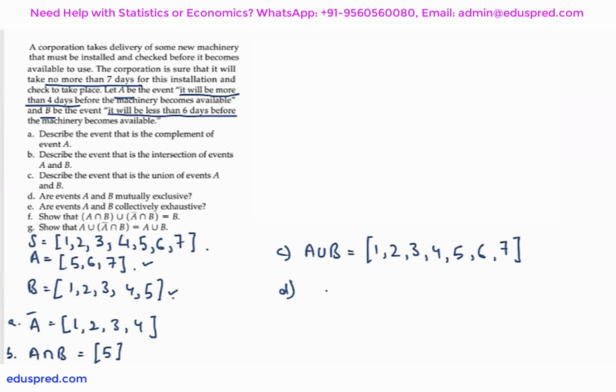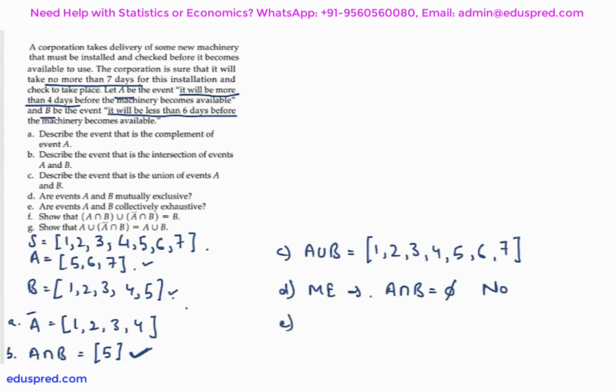Now, two events are said to be mutually exclusive if there are no common outcomes between the two. That means that if A intersection B is null, or A intersection B does not contain any elements, then these sets will be called mutually exclusive. But in our case, we can see that A intersection B consists of one outcome, 5. So therefore, we can say A and B are not mutually exclusive. Why? Because they have one common outcome.